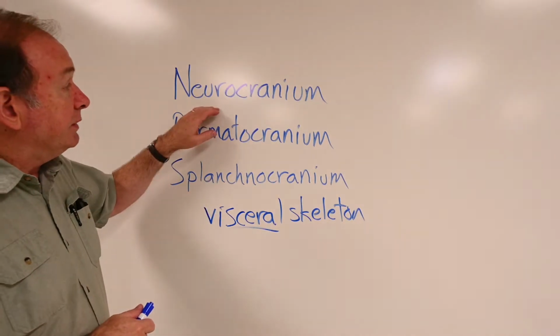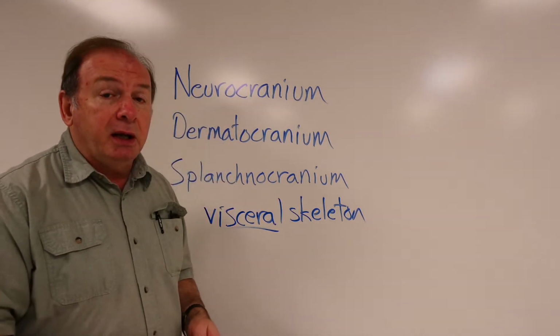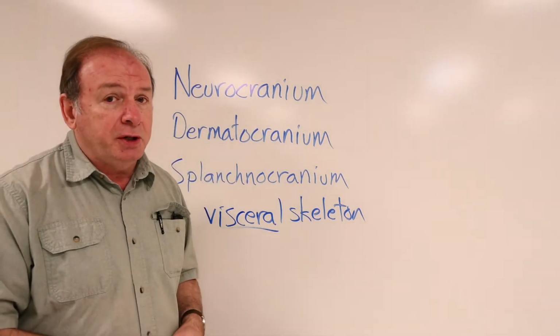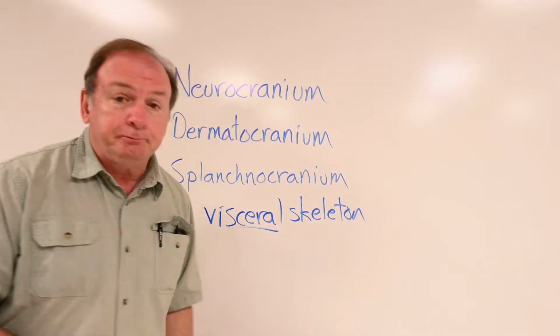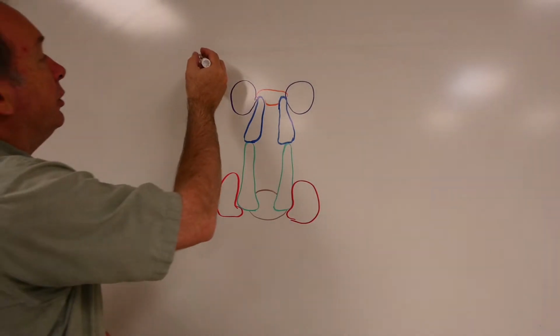So we'll look at things that are first neurocranium, then dermatocranium, and then splanchnocranium in their developmental origin in the skull. Okay, here we have the embryonic neurocranium.